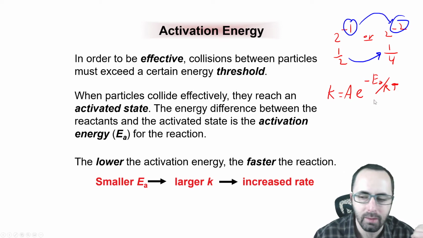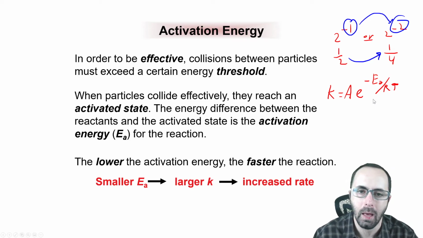You don't want to memorize this. You want to have an understanding of the mathematics that tells you when this negative exponent gets bigger, that means my whole value for the exponential is smaller. So a bigger activation energy means a smaller k. And a smaller activation energy means a larger k, which means a faster reaction.